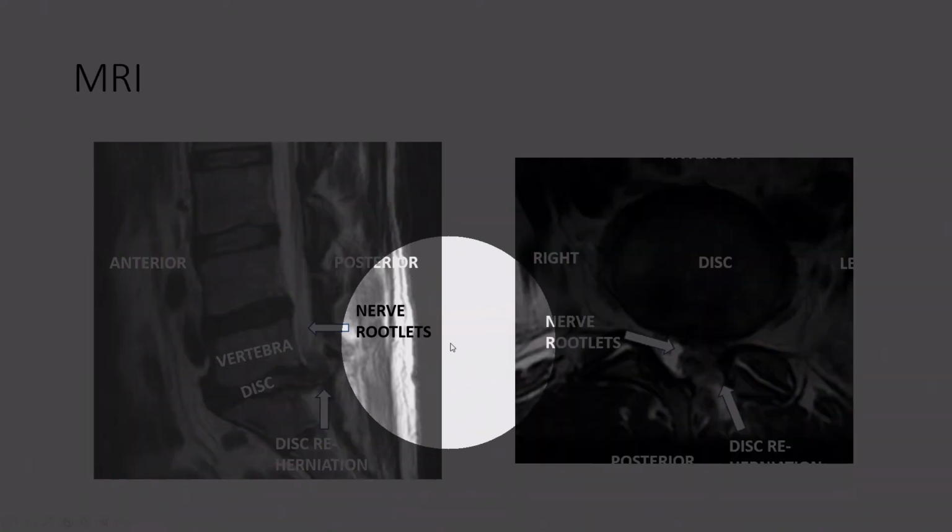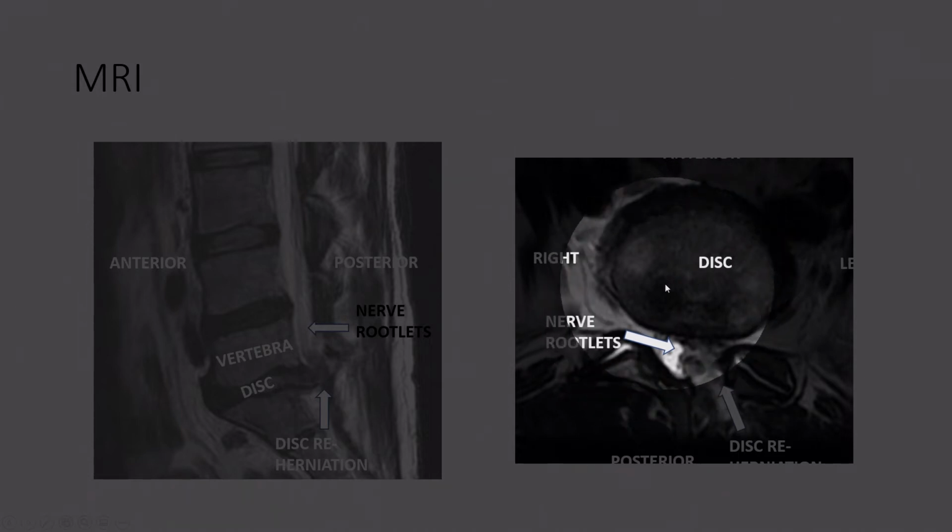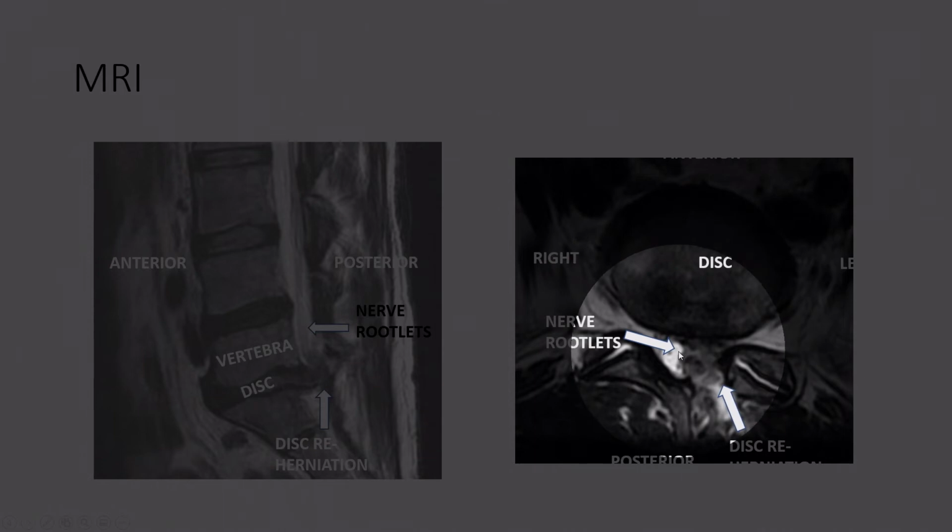On the right side of the screen is another view called an axial view. This is like I'm looking up her spine toward her head. This is the main part of the disc here, and this is the herniation.